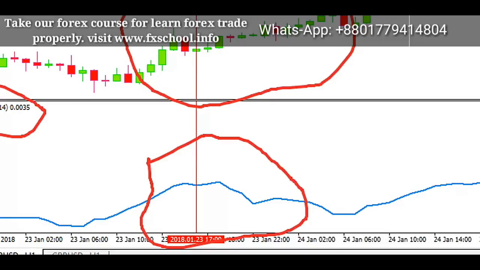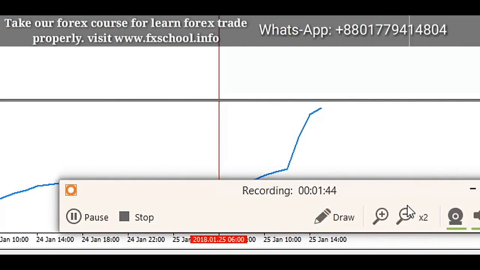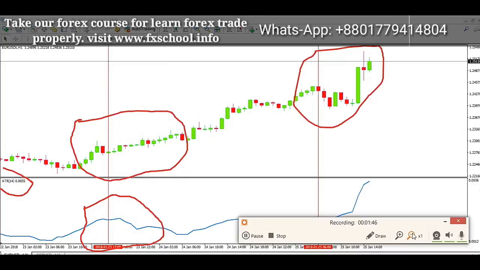Because if you want to filter your signal, if you want to filter your strategy, a strategy will help you to determine the market. The ATR helps the strategy, because no strategy is perfect and no strategy will work 100%. So ATR will help you to know that your strategy is giving you a wrong signal. So it's very important for trading.